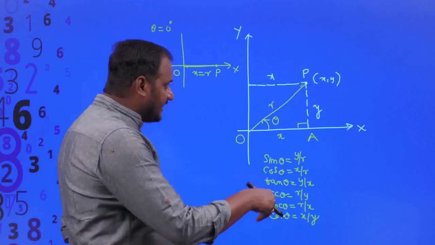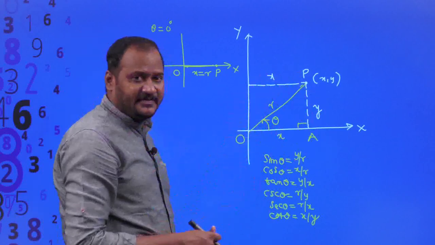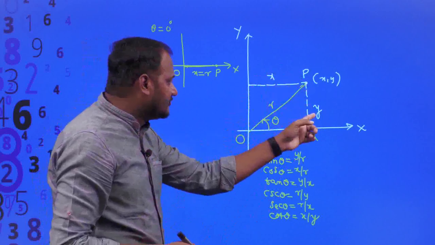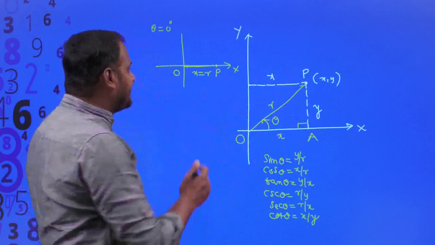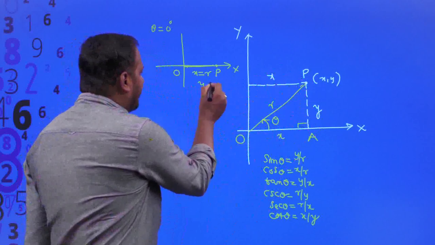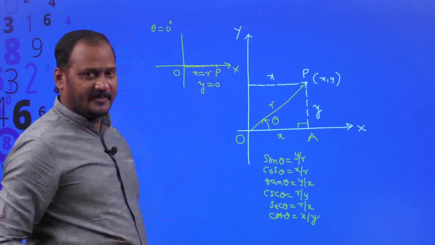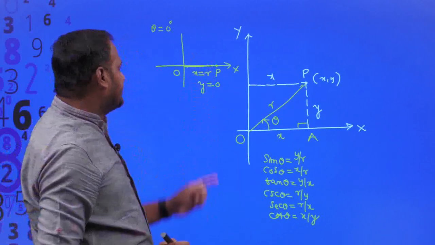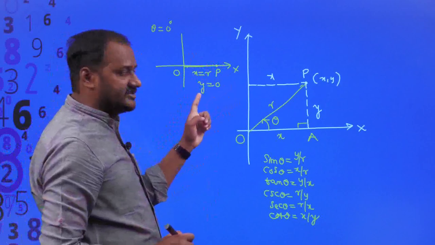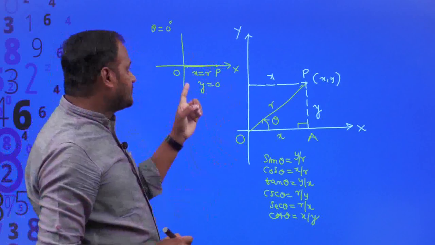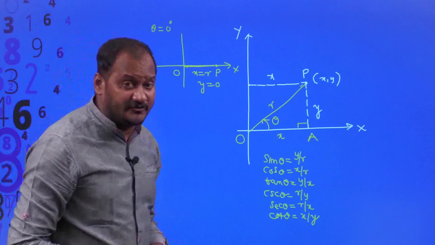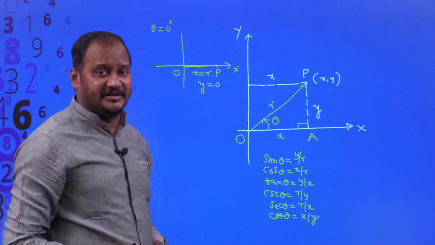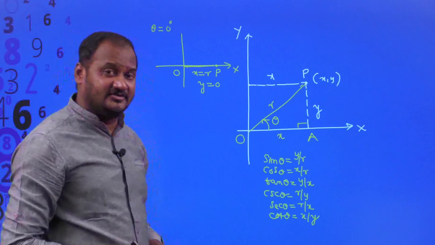Then what about the vertical length? The vertical length AP, which is equal to y, is not there, because P and A coincide. Since P and A coincide, the value of y is going to be 0. Did you get my point? So here x is equal to r and y is equal to 0. When x is equal to r, y is equal to 0, and theta is equal to 0 degrees, will you be able to figure out the values of all trigonometric ratios at theta equal to 0 degrees?